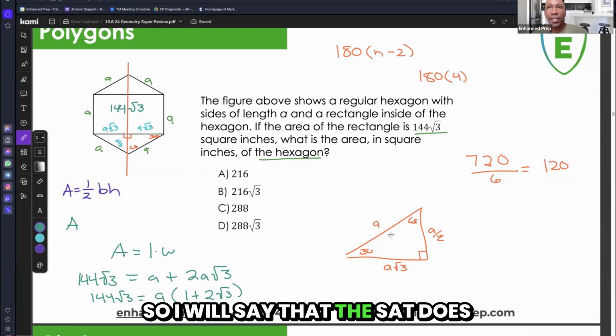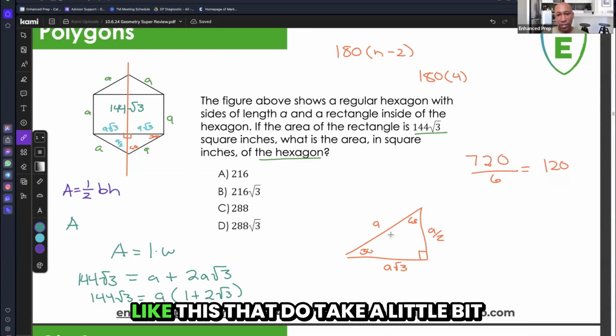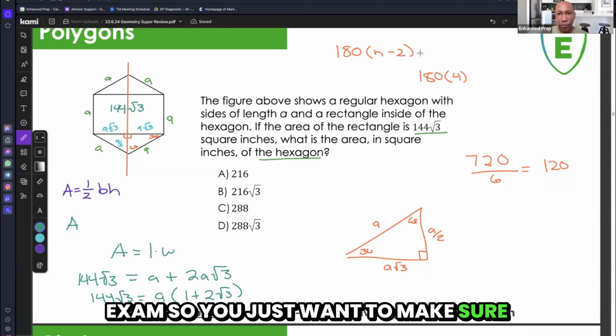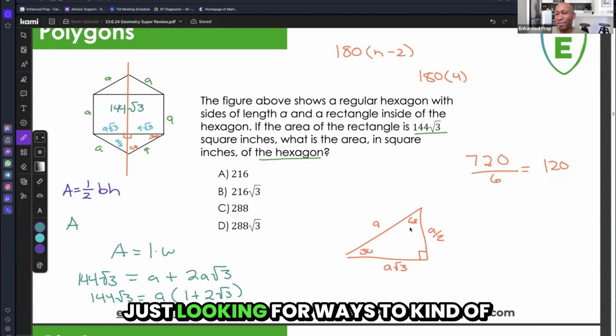I will say that the SAT does have some complicated questions like this that take a little bit of time, especially later in the exam. So for those questions, you just want to make sure you are looking for ways to start it out.